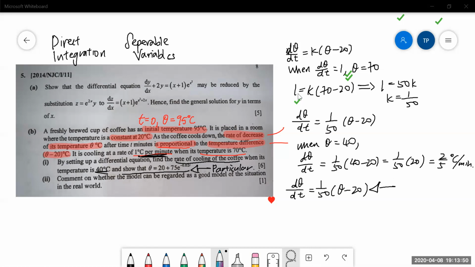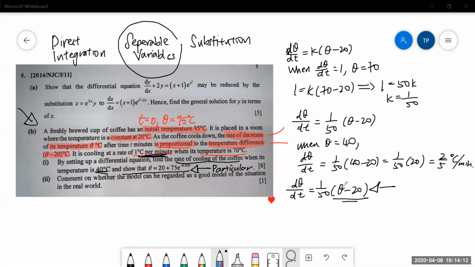Yes. Okay. So lastly is substitution. So over here, obviously there's no substitution required. Usually for problem solving, if indeed they give you a case study or a scenario, chances are you have to use separable variables to solve. So you have to separate the variables first. In this case, we're separating theta minus 20. So you have to bring it to the other side to separate the variables. So you have d theta dt, which is equals to 1 over 50.